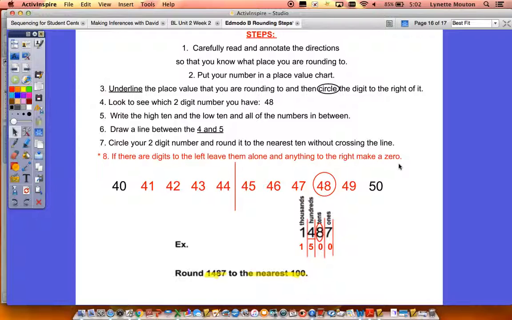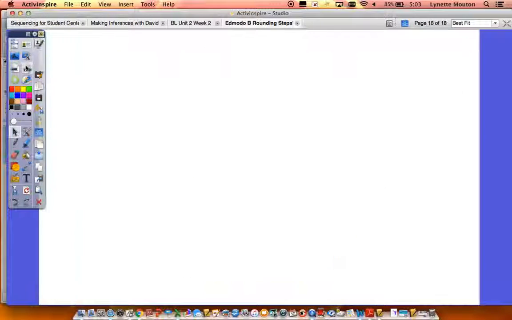Anything that's to the right turns into a 0. Remember how when we circled this number who was right next door, we said it looks like a 0, reminding us that these digits to the right of the place we're rounding to will all become a 0. So 1,487 rounded to the nearest hundred is 1,500.